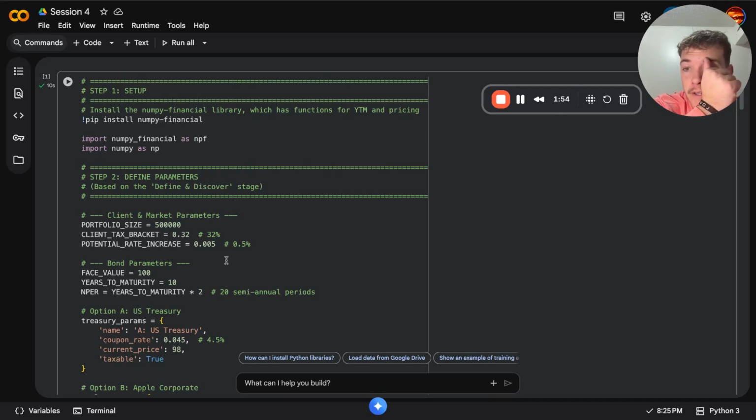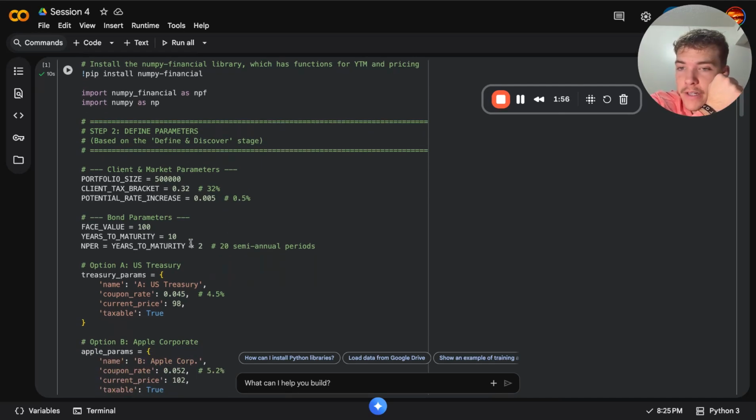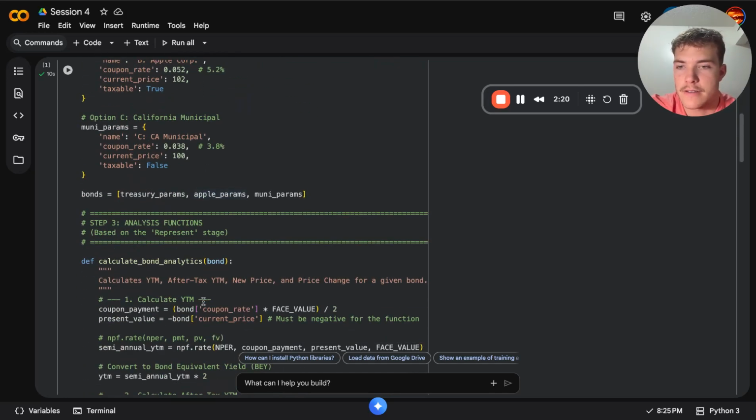Then we define our bond characteristics, with the $100 face value and the $20 semi-annual period for all three bonds. And third, we create the dictionaries and encode terms for each bond, the Treasury, Apple, and California Municipal, plugging in their unique rates into each one of these.